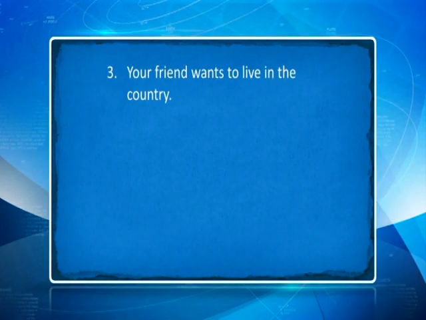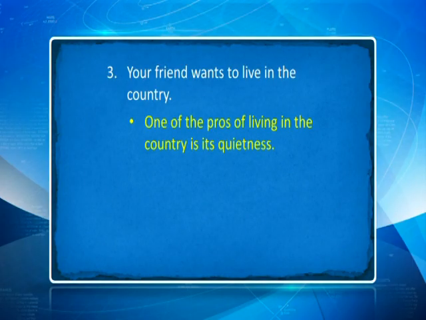Now let's look at the third question together. Your friend wants to live in the country. So your friend, imagine they're having a hard time living in the city, there's a lot of stress, a lot of pressure, and they decide to move to the country where it's a lot quieter. So what is something that you would say to your friend in this situation? How would you respond in this situation? Of course, once again, we have a response, but there can be others based on what you think is correct. Here we have one of the pros of living in the country is its quietness.